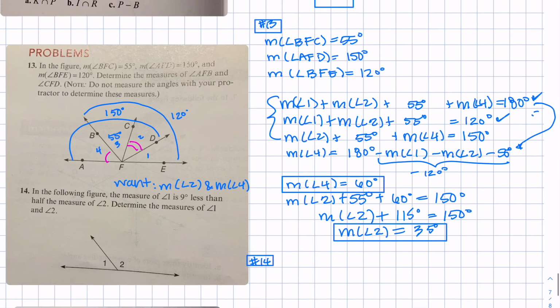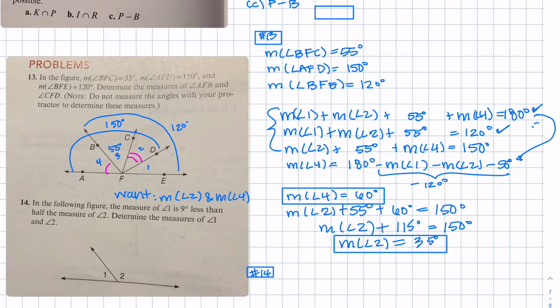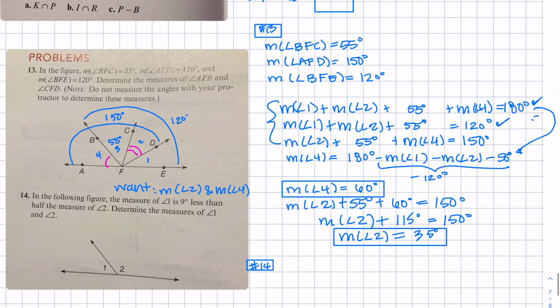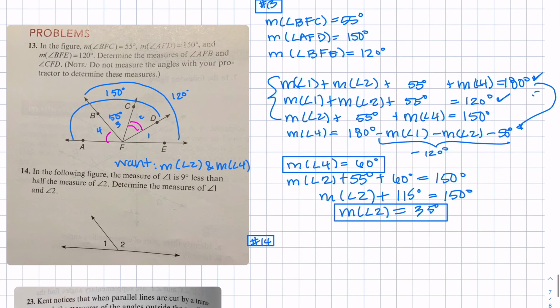So number 14 is a similar idea. In the following figure, we know that the measure of angle 1 is 9 degrees less than the measure of angle 2, and we want to determine the measure of angle 1 and angle 2. So again, we can use a similar idea where we set up a couple of equations. It doesn't matter which one we do first, obviously, but we can use the same type of equation where we have two supplementary angles here. So we have that the measure of angle 1 plus the measure of angle 2 should be 180 degrees.